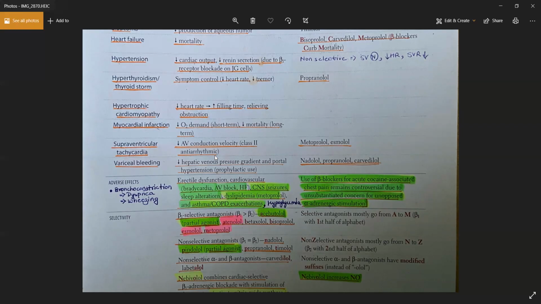You already studied that, and you will study that later again in the cardiology section. Okay, then comes the variceal bleeding, very important. In case of portal hypertension, what's going to happen? You will have this blockage kind of effect, right? And to decrease the venous pressure gradient, you need to give the patient these drugs.